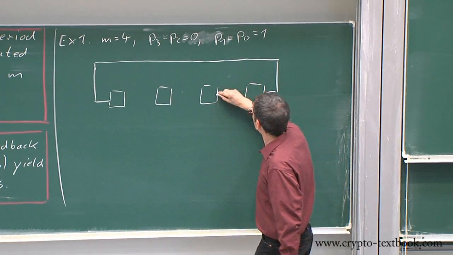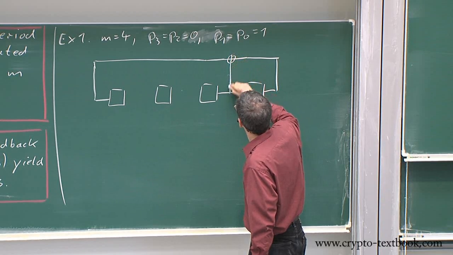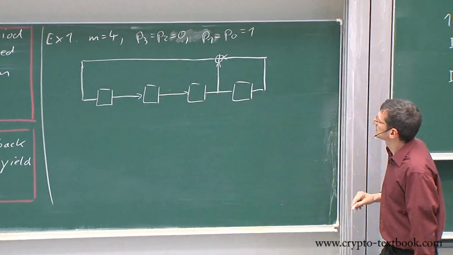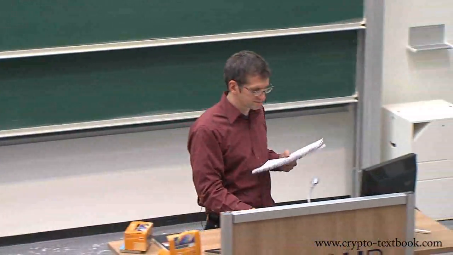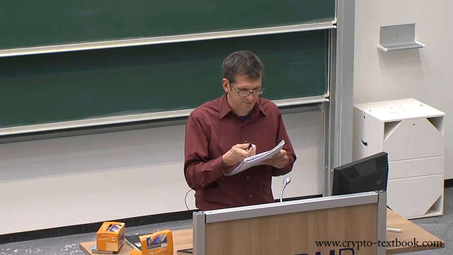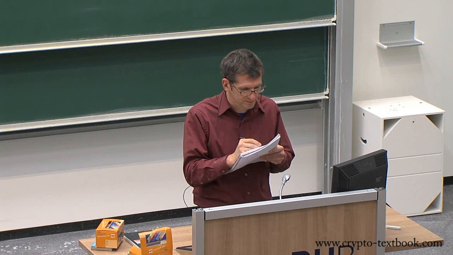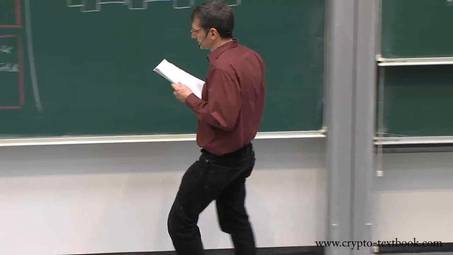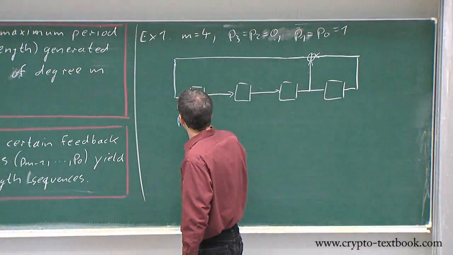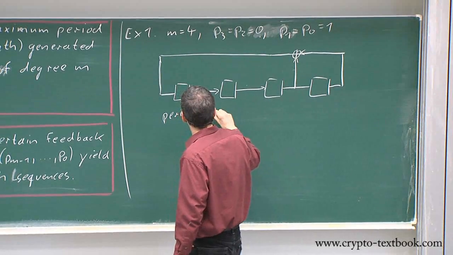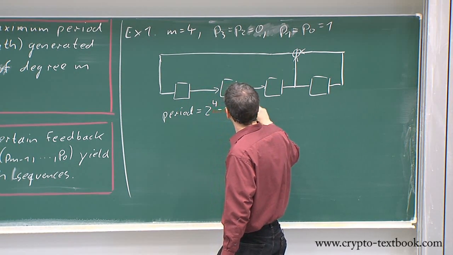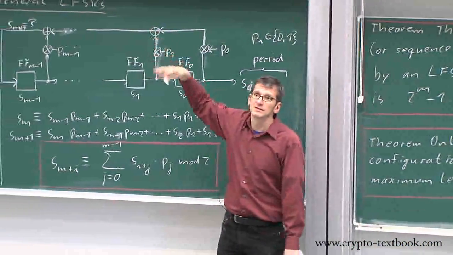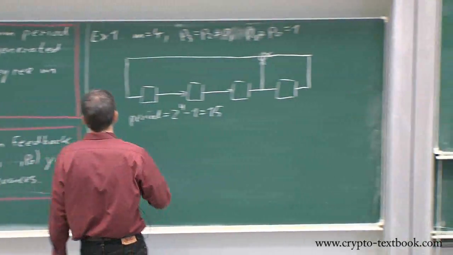And the first one needs to be closed, I'm sorry. So the first two are closed, the next two are open. Okay, so we have this here. If you do the same thing again we did here, you get a sequence length of 15, the maximum one. This is example number 1.